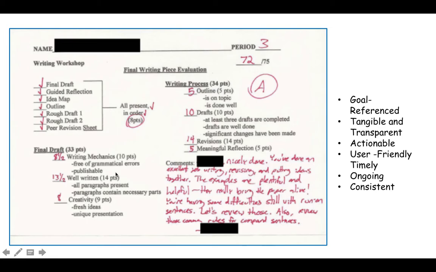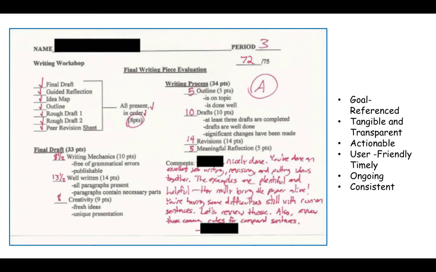We see well written. And this is the part that I really wanted to point out here. If we're talking about goal referenced, well written is pretty vague. We're not really quite sure what that means. So it's not super transparent what we mean by well written. Also seeing that component paragraphs contain necessary parts, we don't know what that is either.